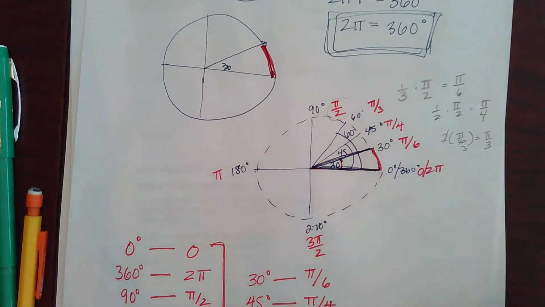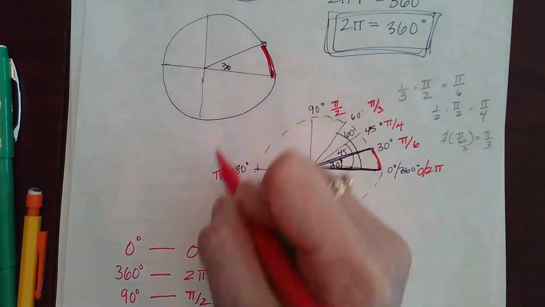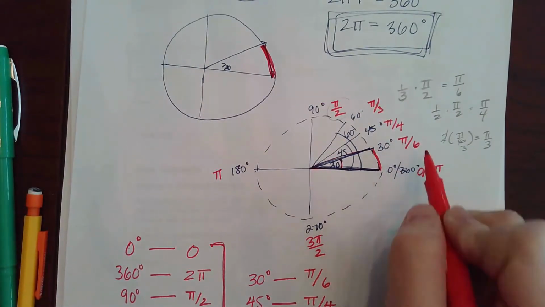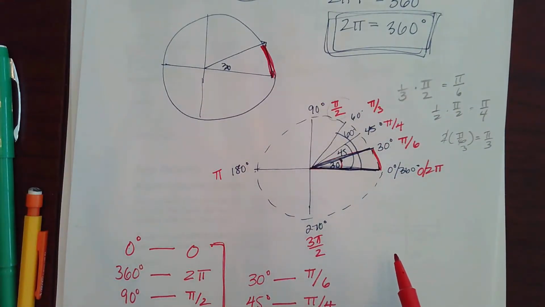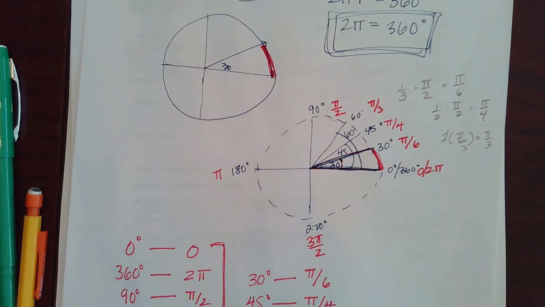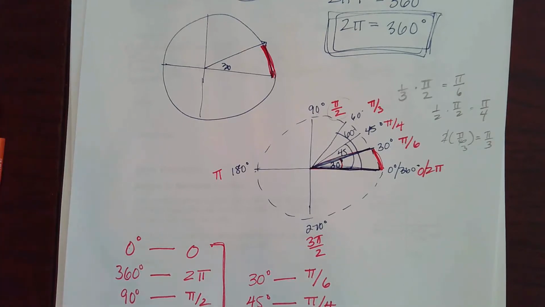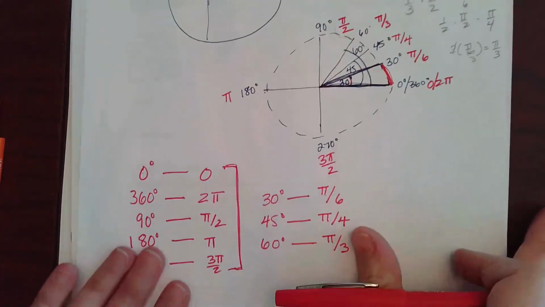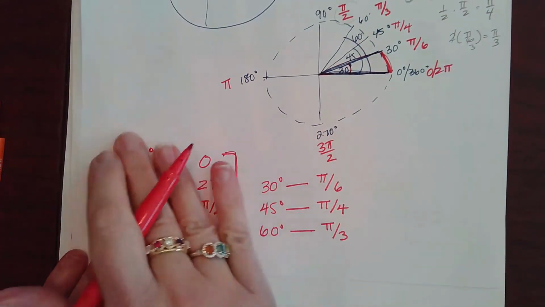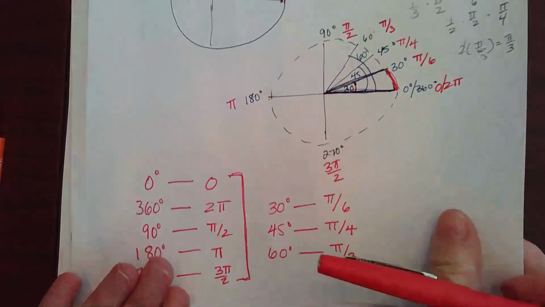This is pi over 6, in other words, 1/6 or pi over 6 of your entire circumference. So what we're looking at is just a fraction of the circumference. We're going to do a lot more with radians, but this is your starting point. These are the main points we want you to know, what the degrees and radians are.